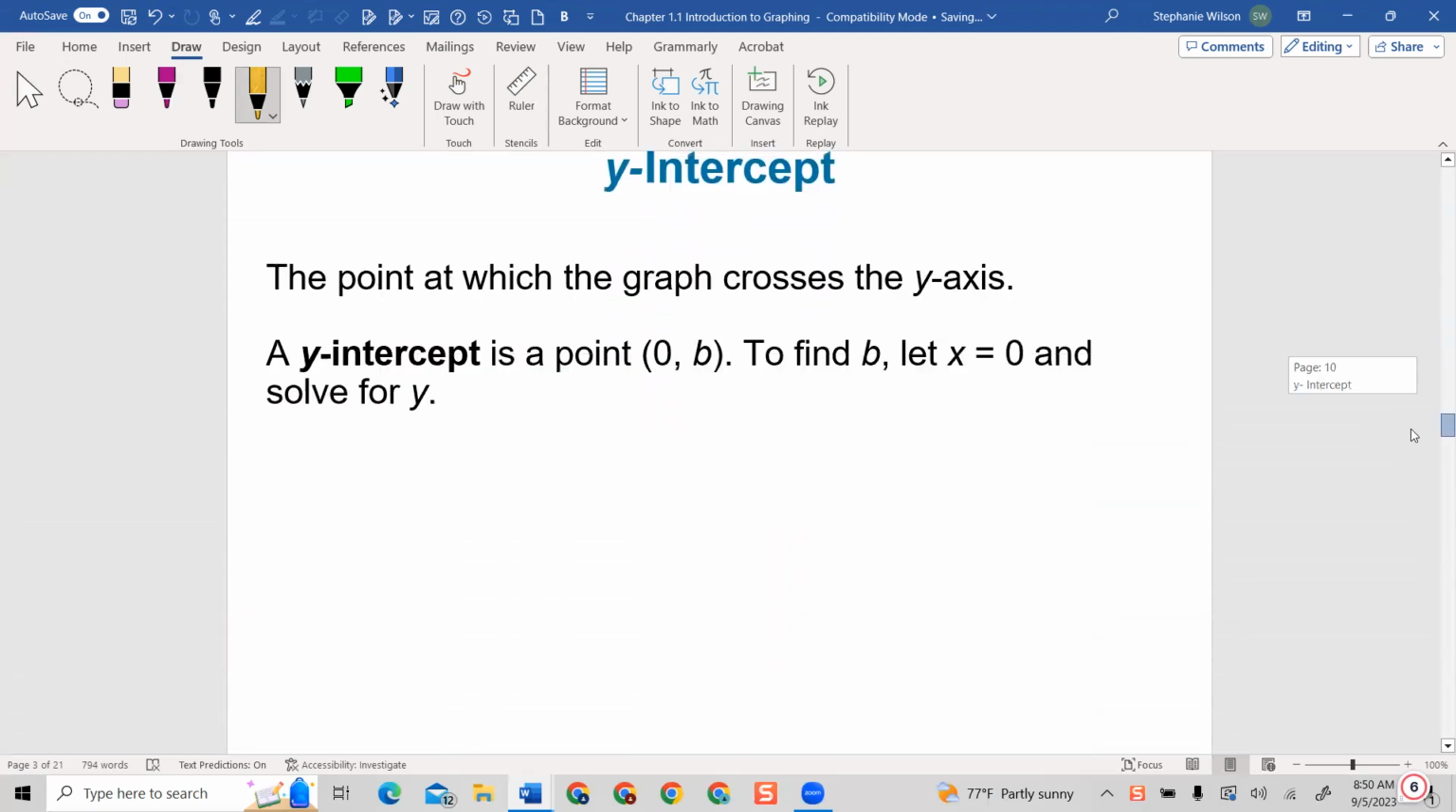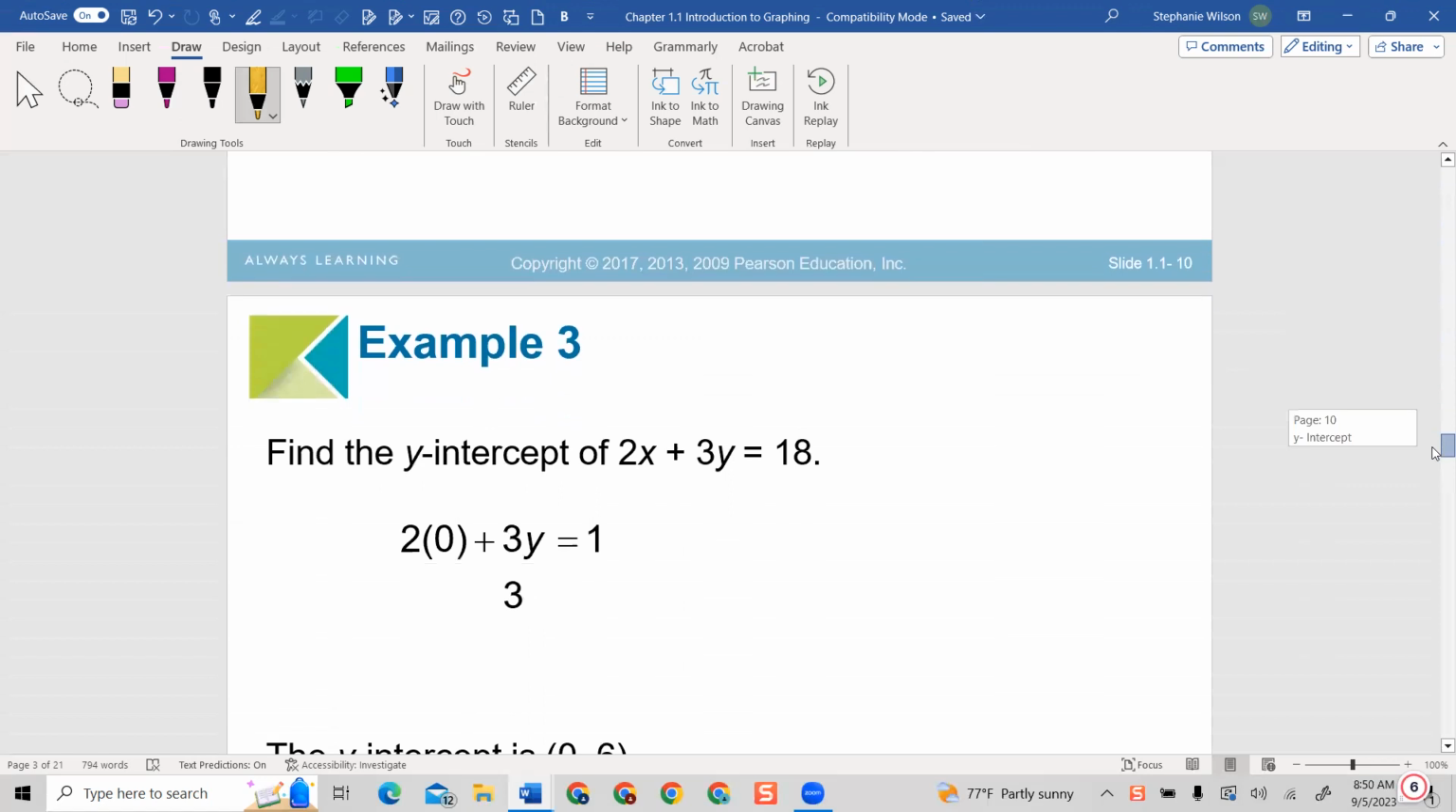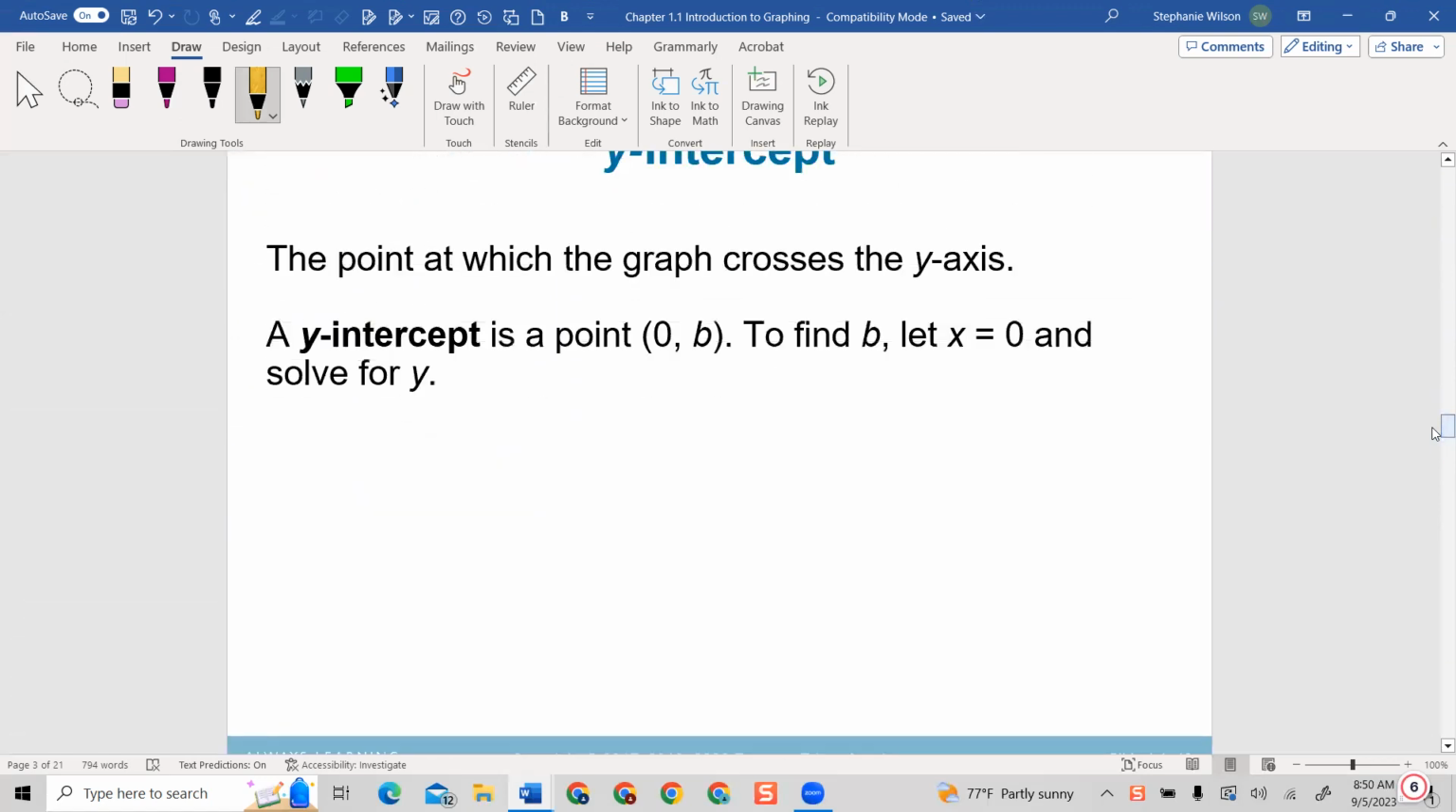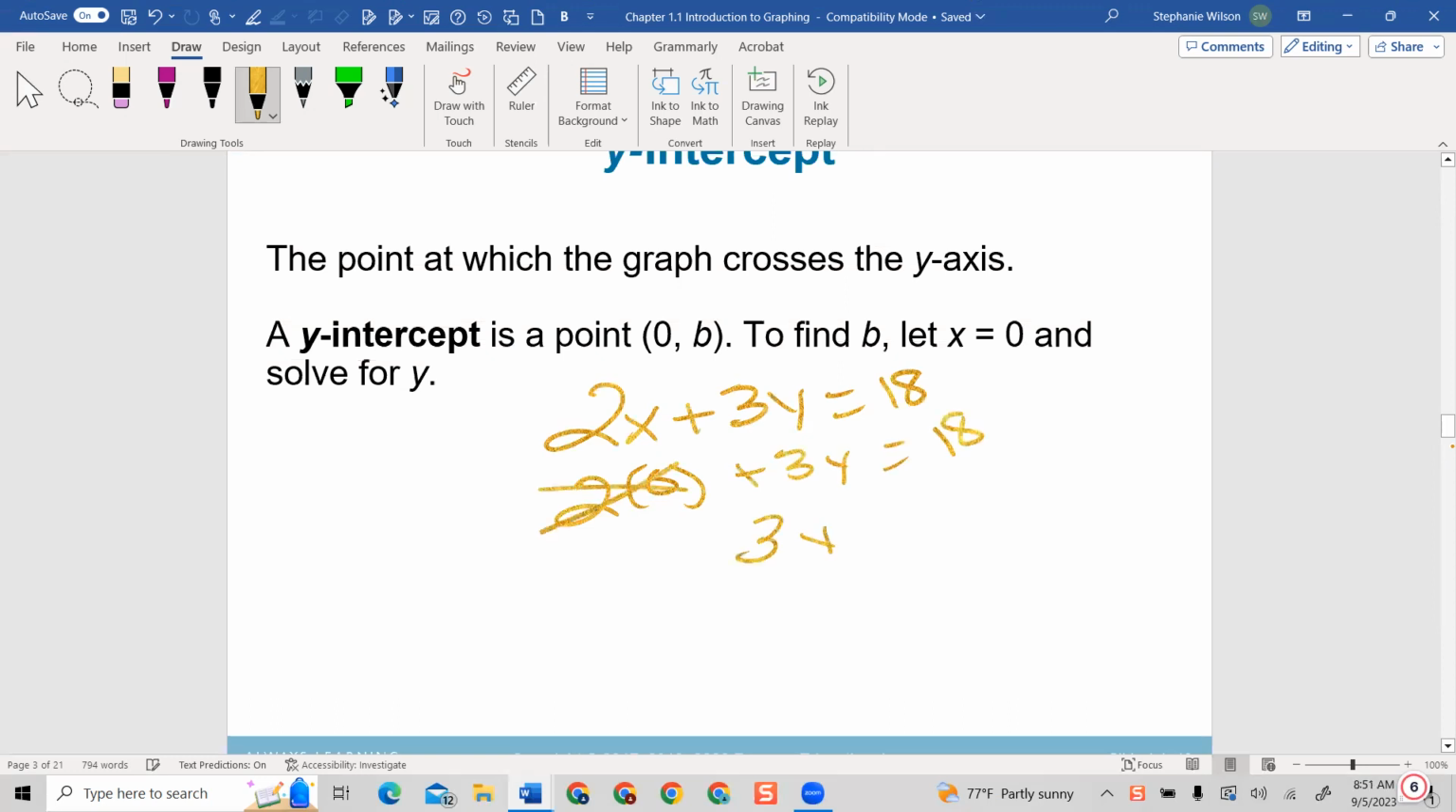Now let's talk about our y-intercept. So we're crossing the y-axis. That means x is 0. So we're just going to plug in 0 for x and find out what y is. Let's do it before we scroll down. Sorry. So I'm going to plug in 0 for x. 2 times 0 is 0. I get 3y is equal to 18.